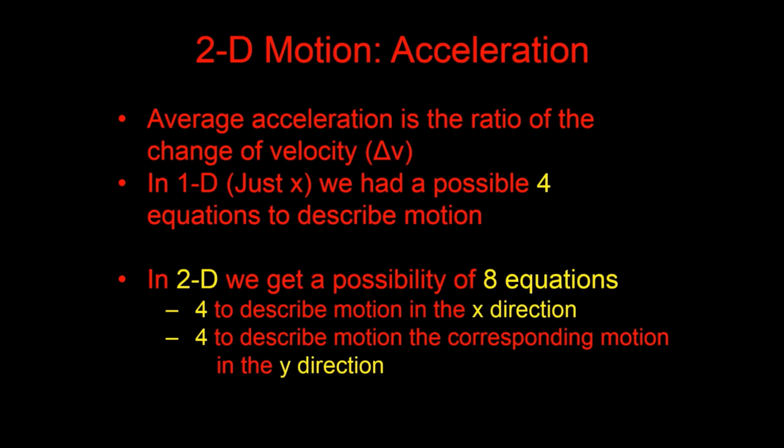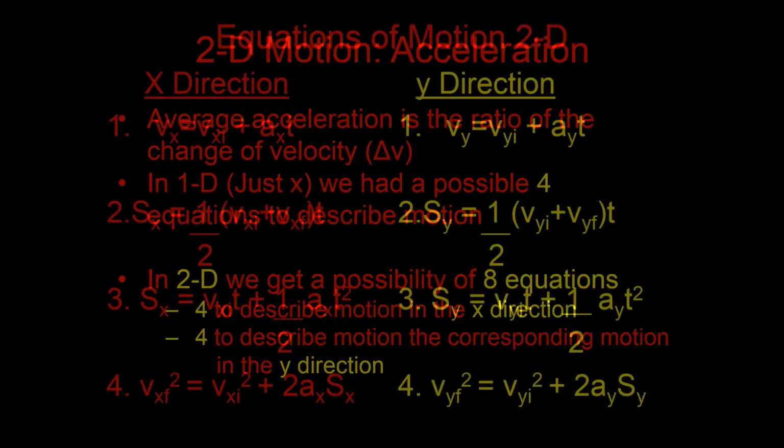So when we dealt with our one-dimensional problem of an object moving in the x direction, we had a possible 4 equations to choose from. Now we have a possible 8 equations to choose from. The 4 equations of motion in the x direction and the same 4 equations of motion that will describe our motion in the y direction.